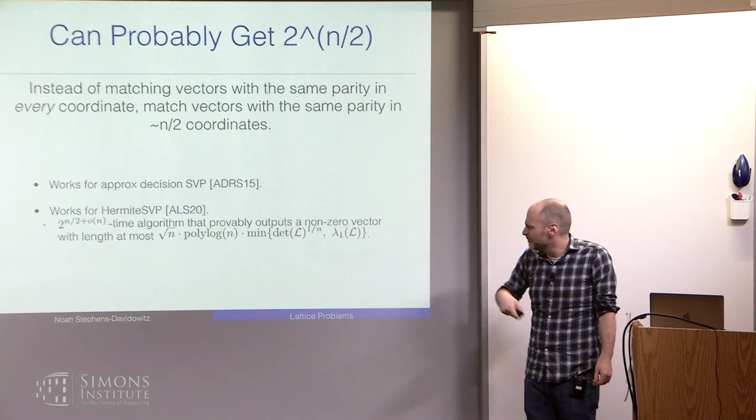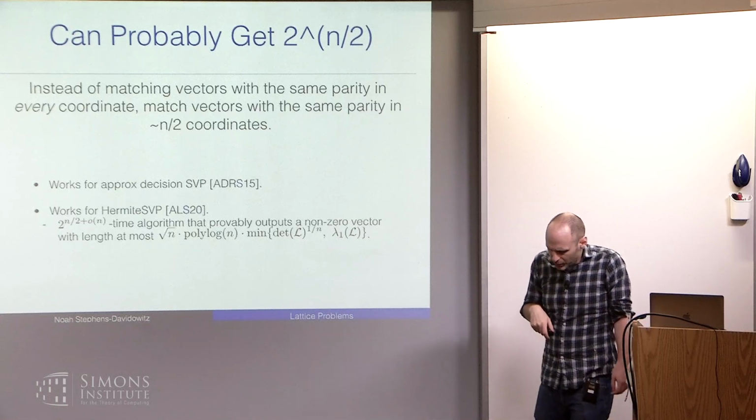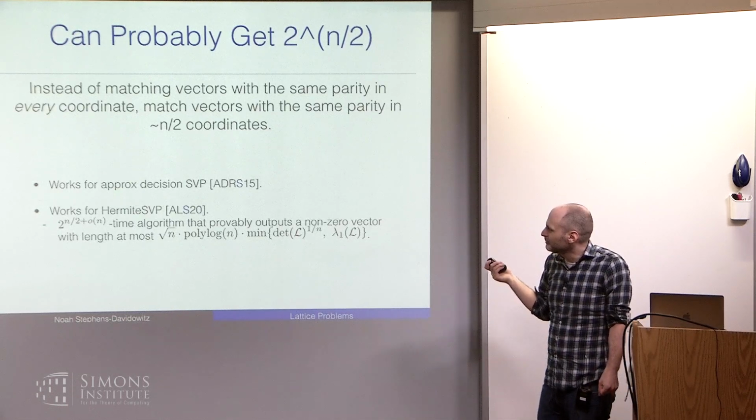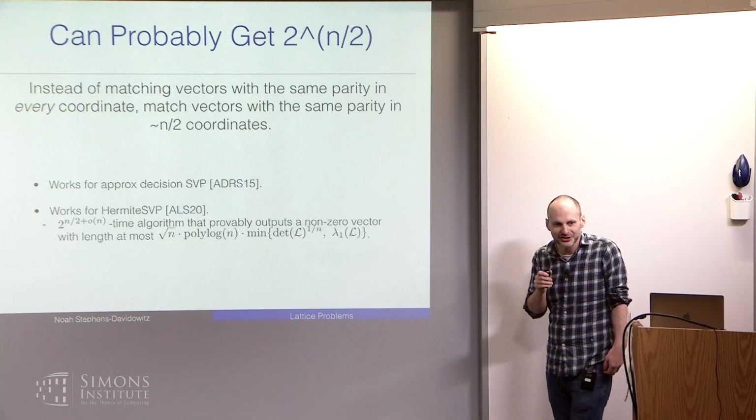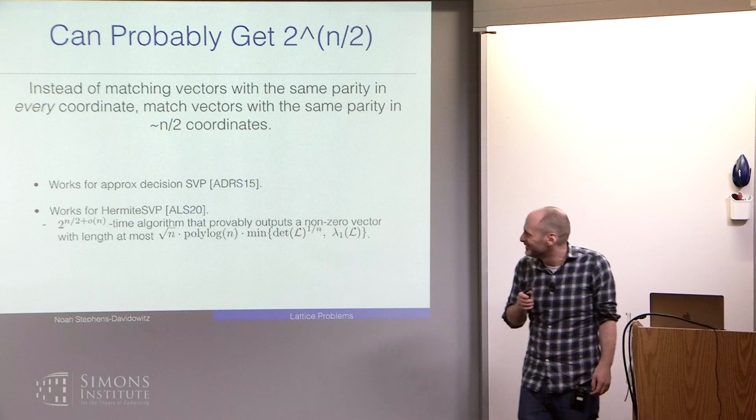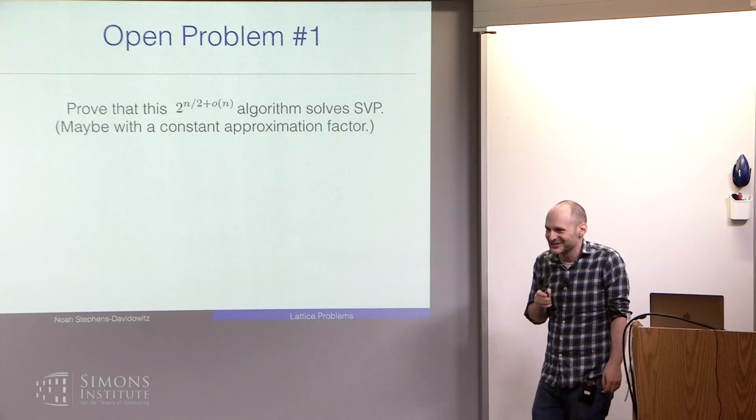So this is the formal statement for the experts in the audience. But the high-level picture is we have a 2 to the n time algorithm, and we're pretty sure we have a 2 to the n over 2 time algorithm, but we haven't quite finished proving that it works yet.